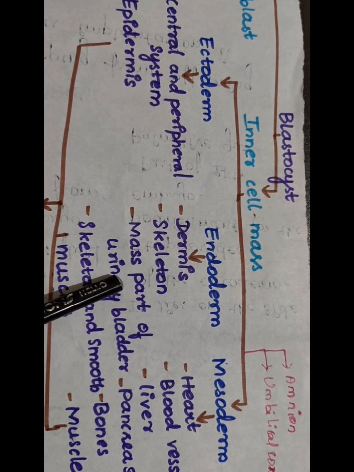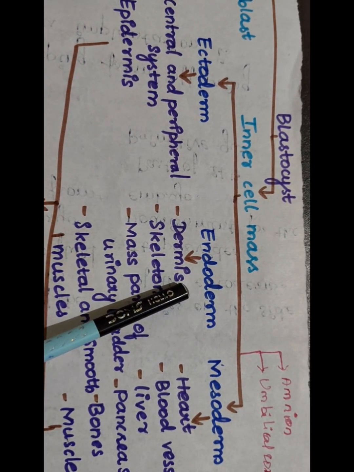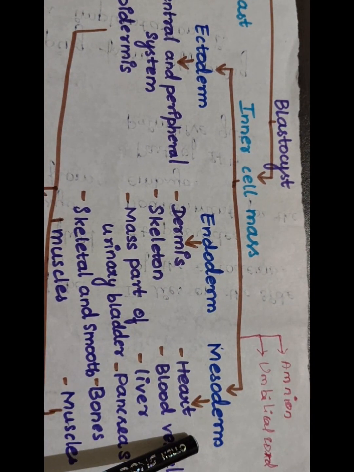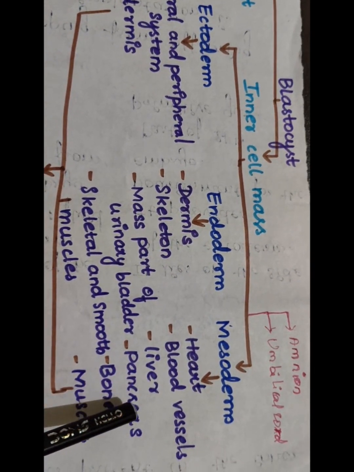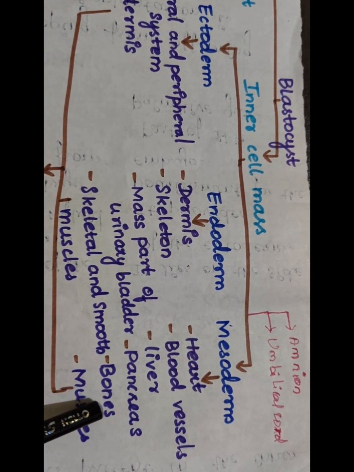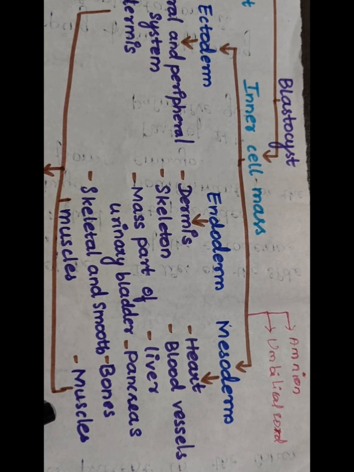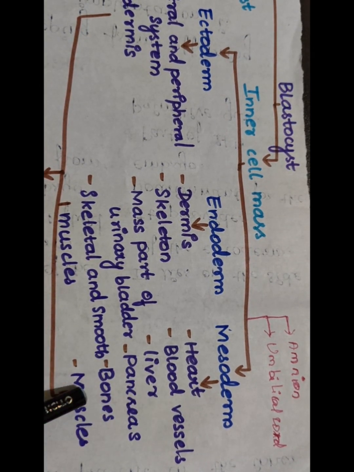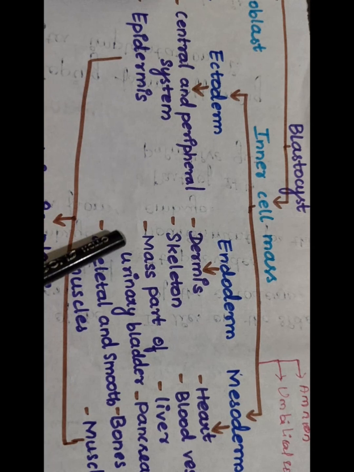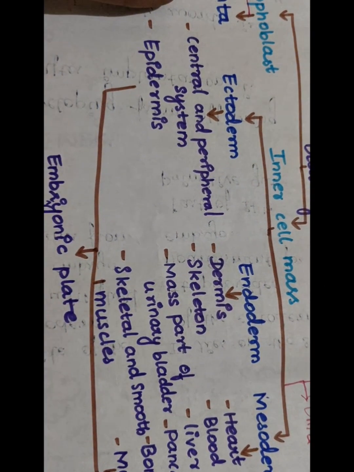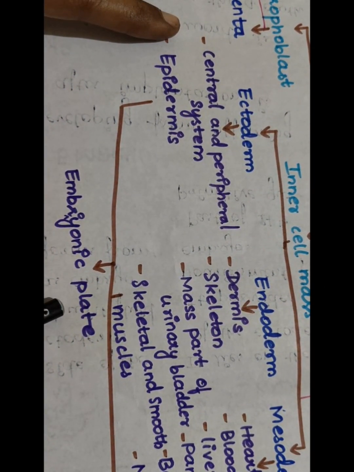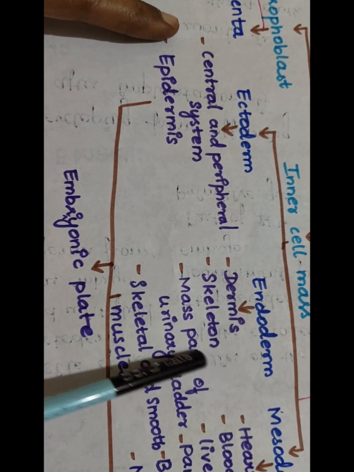The endoderm develops into the digestive organs, and from the mesoderm develop the heart, blood vessels, liver, pancreas, bones and muscles. So these three layers combined, we can say, form the embryonic plate. The fetus, or embryo, is developed from this inner cell mass.